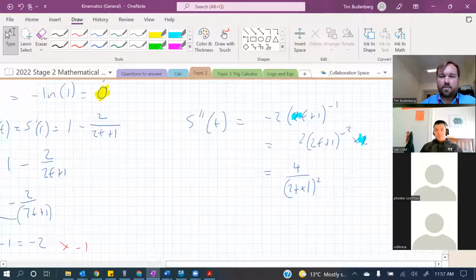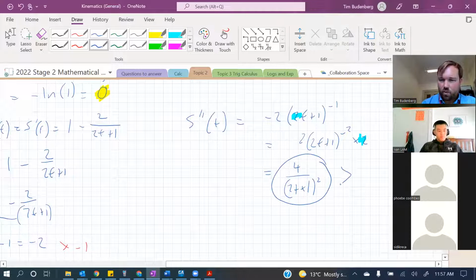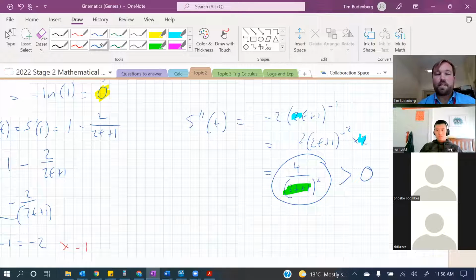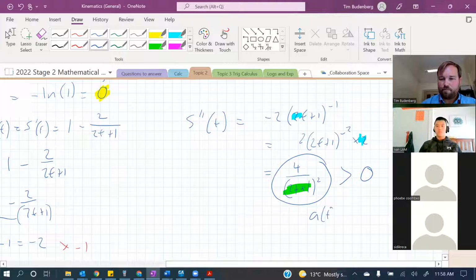If we look at this, are we happy that this is always greater than 0? The reason we should be happy is because t cannot be negative, but t can be 0. Even if it was negative, it gets squared. Anything squared is positive, so it's really positive 4 divided by a positive number. It's always going to be greater than 0. So therefore, our acceleration is always greater than 0.